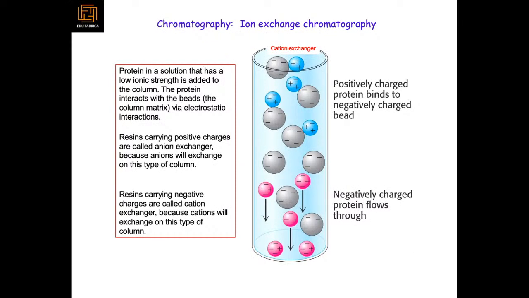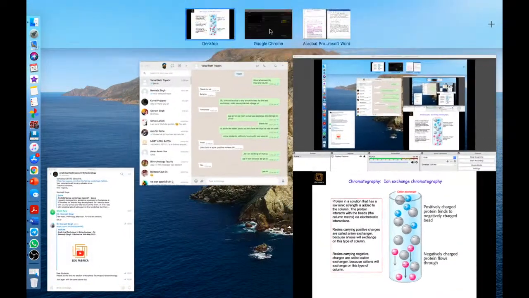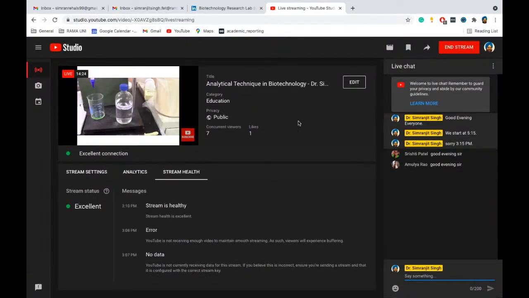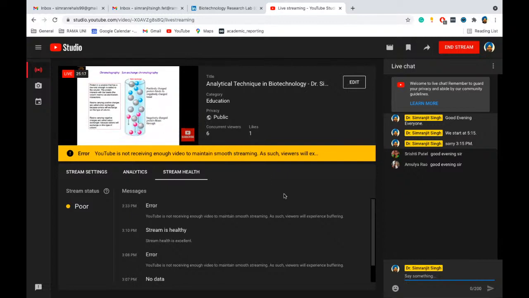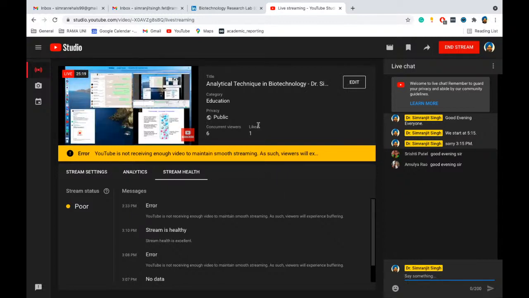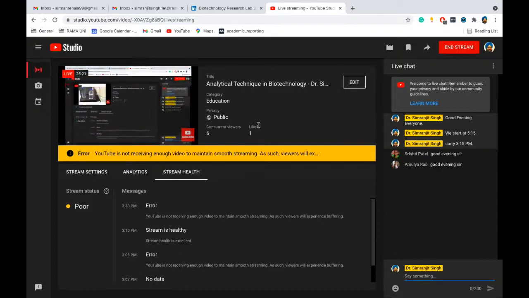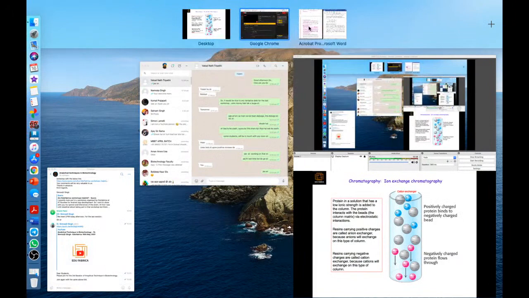So this is how we do size exclusion chromatography. I hope this was clear. Now we go to the next one.